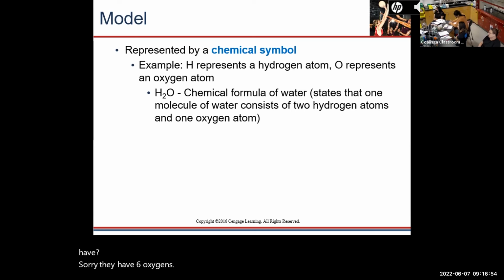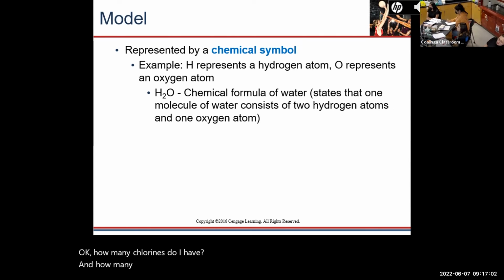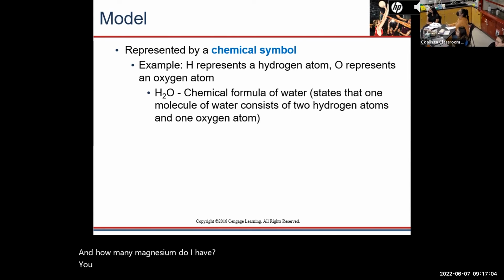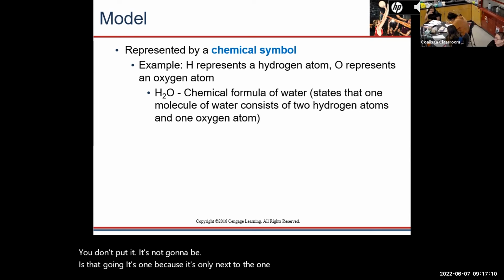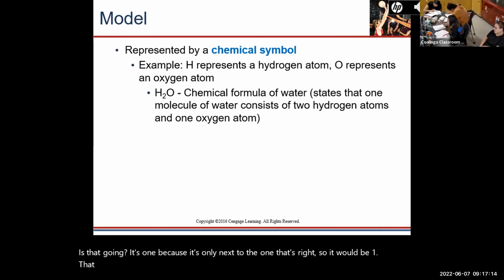Okay, how many chlorines do I have? And how many magnesiums do I have? It's not going to be 10. It's 1, because it's only next to the one that's next to it, right? So it would be 1 magnesium. You guys see that?